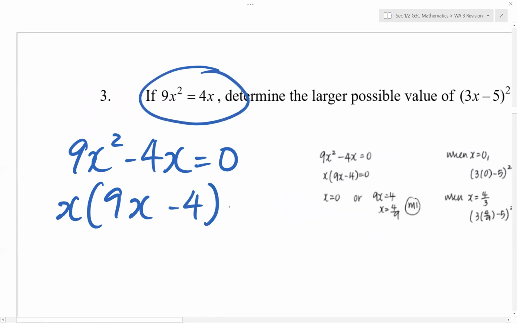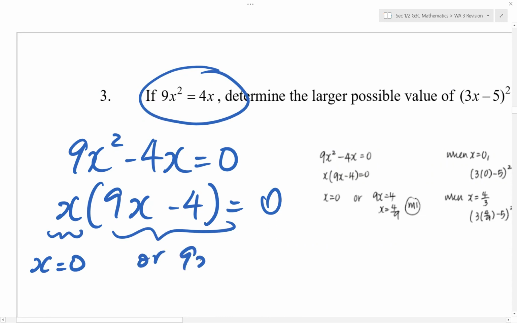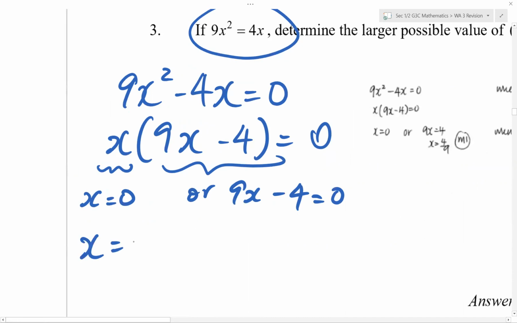9x minus 4 equals 0. And you see there are two possible answers already. Either x equals 0 or 9x minus 4 equals 0. So we have x equals 0, I'm just copying it down again, or x equals 4 over 9. It is the same 4 over 9 that we saw earlier on.